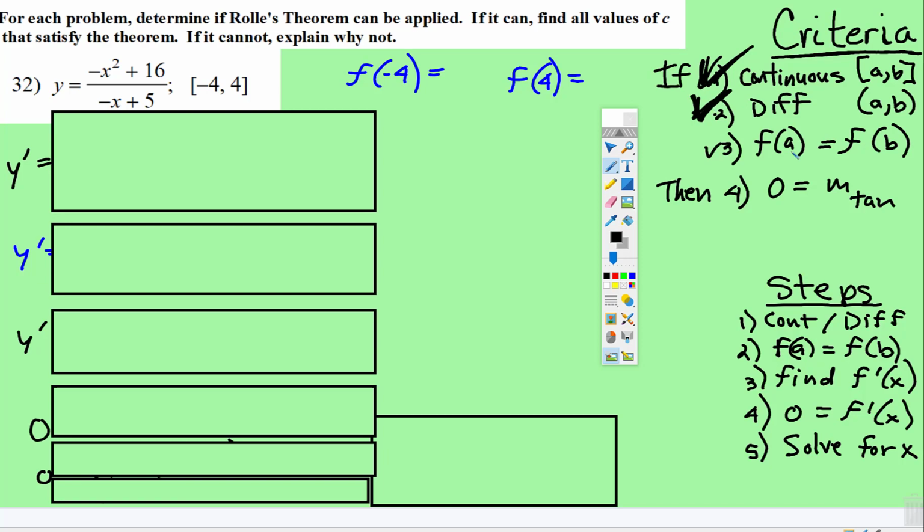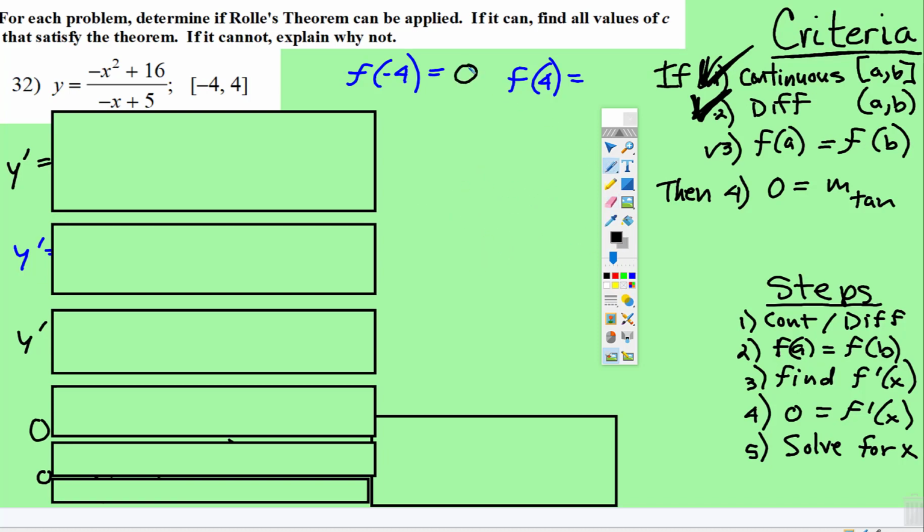And now you have to check to see, is f of a equal to f of b? So plug -4 into the numerator and denominator. Well, in the denominator, the opposite of -4 is positive 4, which is 9. But that part doesn't even matter, because when you plug in -4, the opposite of -4 squared plus 16, well, -4 squared is 16. -16 plus 16 zeroes out.